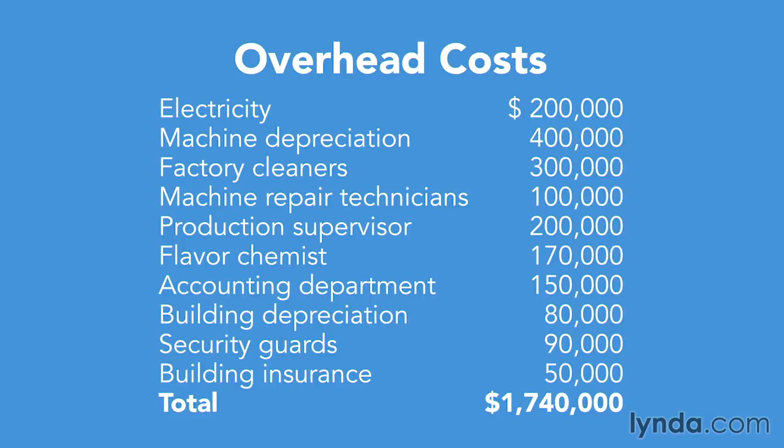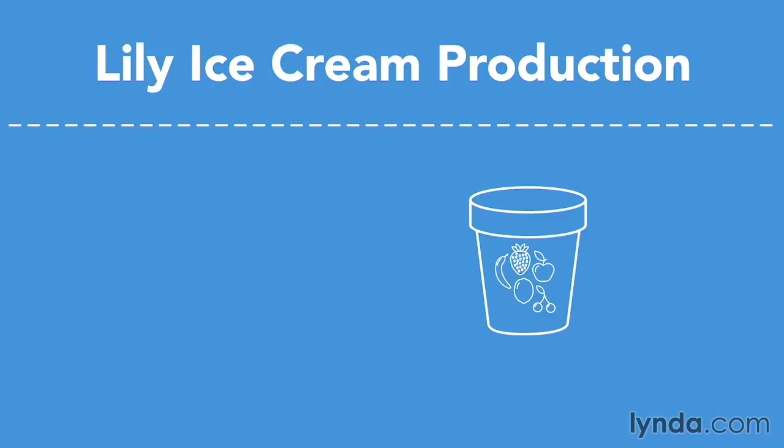Because activity-based costing is a method for more accurately assigning overhead costs to the products that create them, let's take a look at Lily's overhead. Total overhead for Lily Ice Cream Company for the most recent year was expected to be $1.74 million as shown here. The number of gallons of ice cream expected to be produced during the year was 1.5 million.